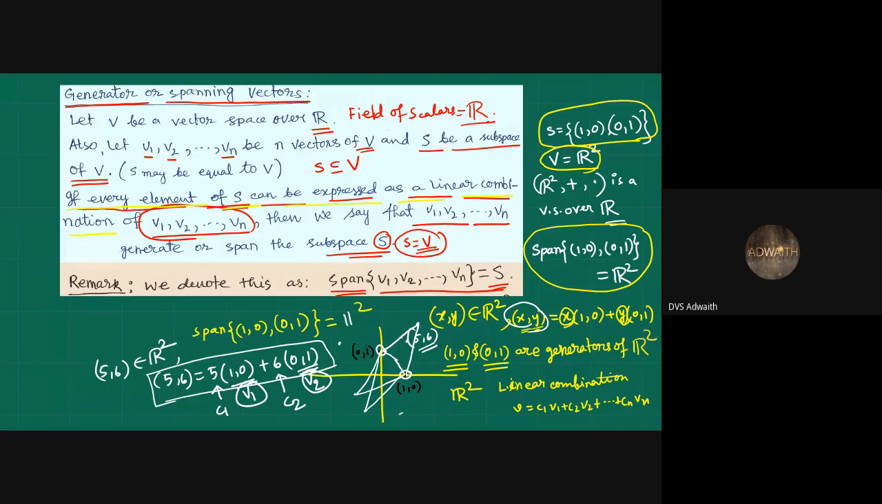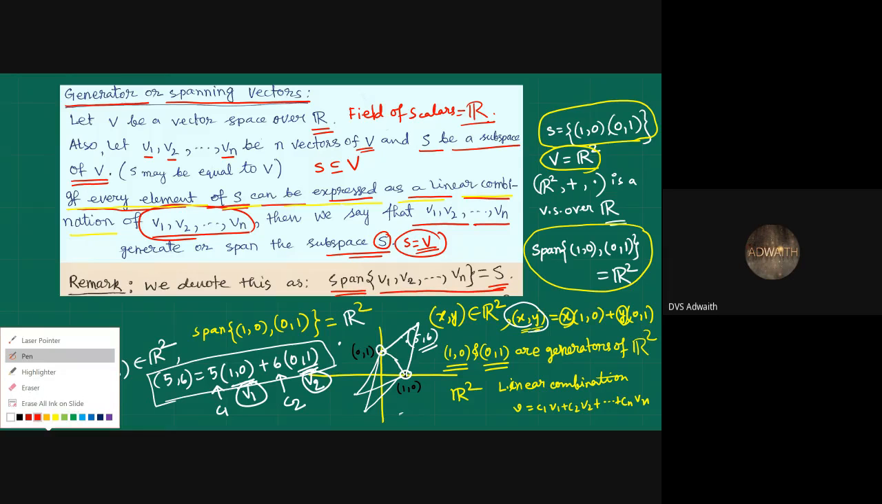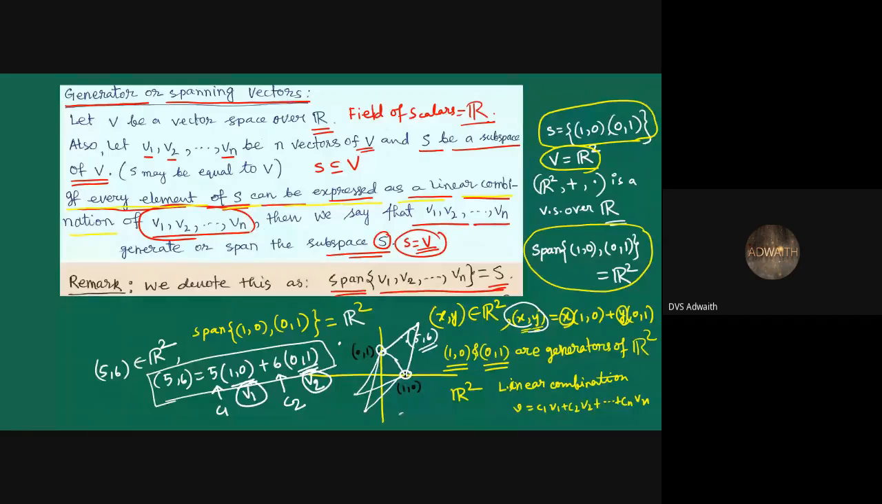Sir, in the definition you said any element of the subspace can be written as a linear combination of vectors of the vector space. But in the example, you took an element (x, y) from the vector space and represented it by a linear combination of two elements in the subspace.